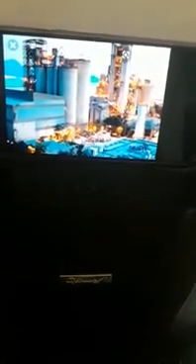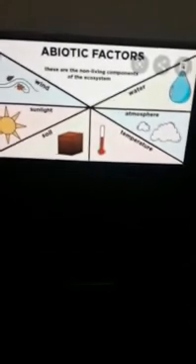Now we will see those important factors of environment that are abiotic and biotic. So we'll start from the abiotic factors. So what are the abiotic factors? Abiotic factors are the non-living parts of an ecosystem. It refers to non-living physical and chemical elements in the ecosystem. These are usually obtained from the lithosphere, atmosphere or hydrosphere.